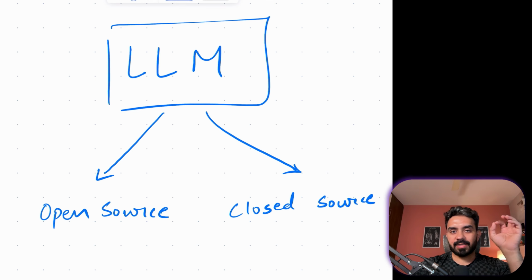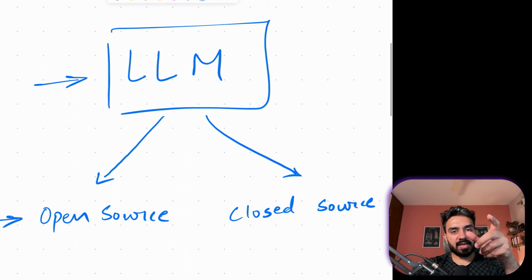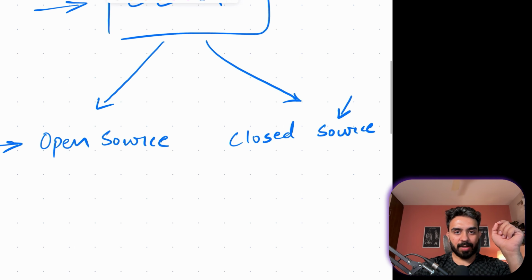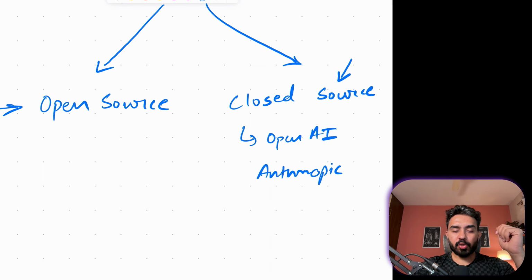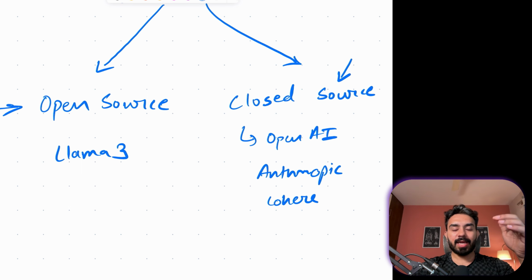Now, there are two ways that you can access these LLMs. One is open source LLMs, and there is a family of closed source LLMs as well. Closed source models are proprietary models developed by organizations like OpenAI, Anthropic, or Cohere. And for open source models, you have Llama 3 from Meta. This is open source, so they have opened the weights. So anybody can set up and run these models on their local machine or on a cloud instance.